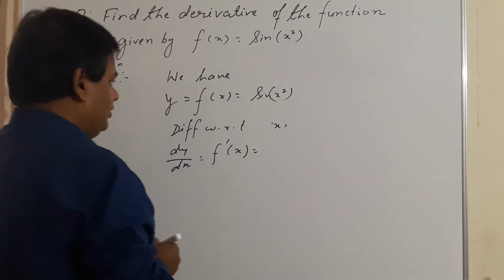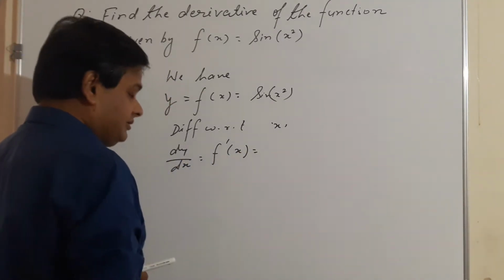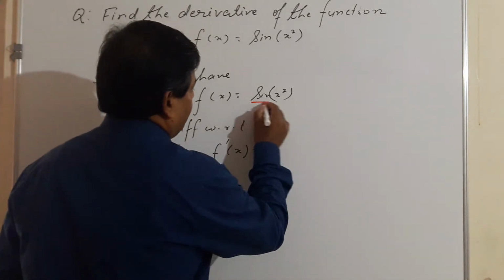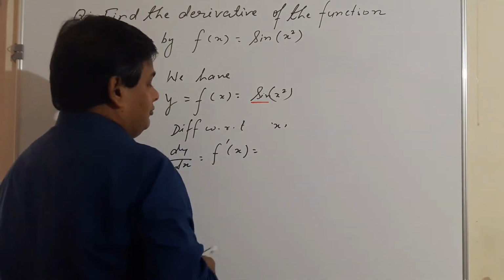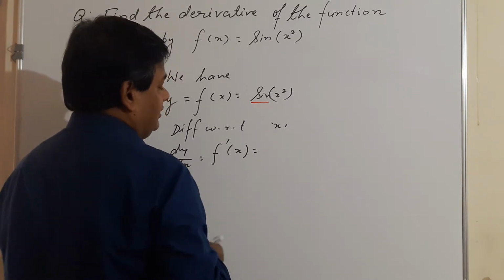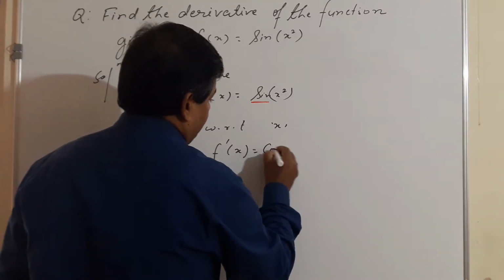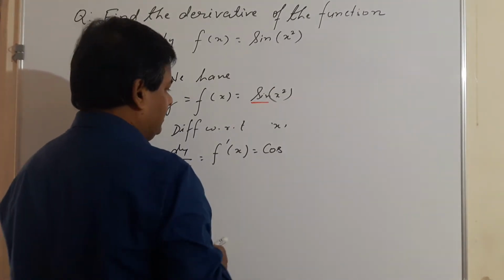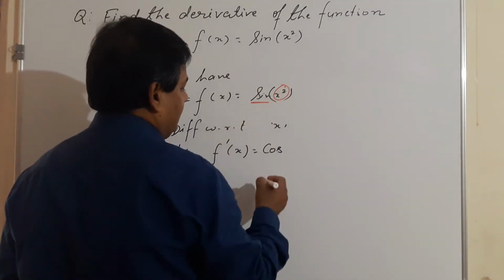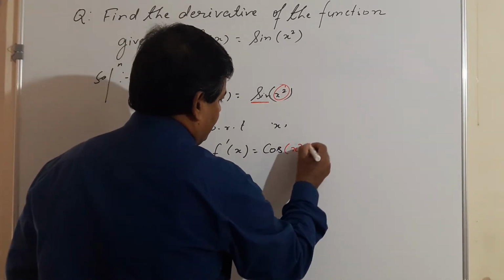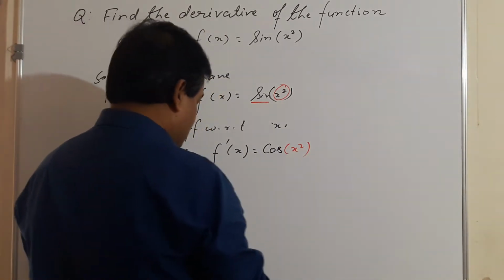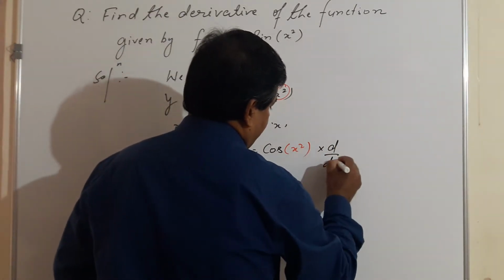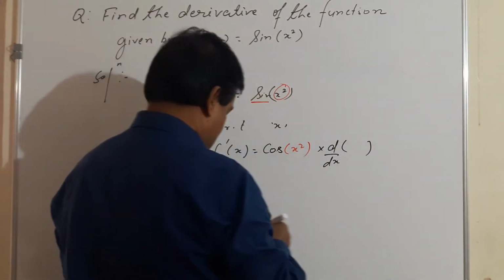First of all, you have to differentiate the sine function. We know that the differentiation of sine is cos. So here it becomes cos, and suppose x² is z. So it becomes cos x². Then after that, differentiate the z, which is x².